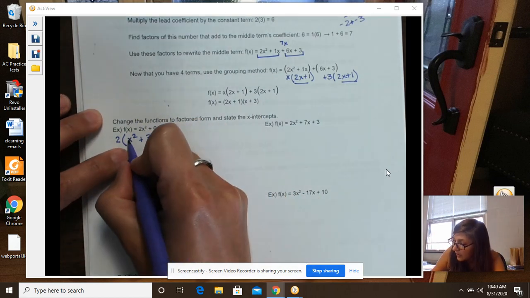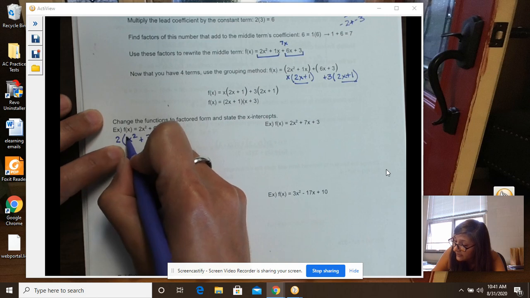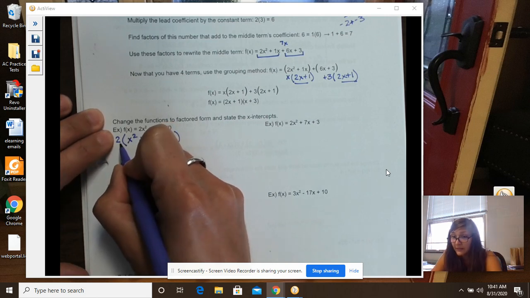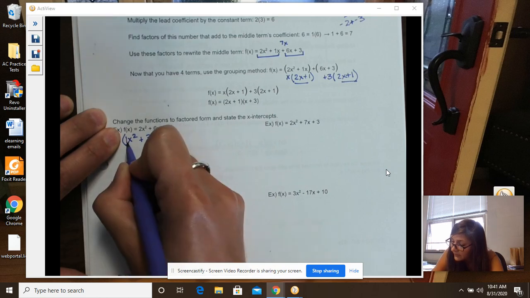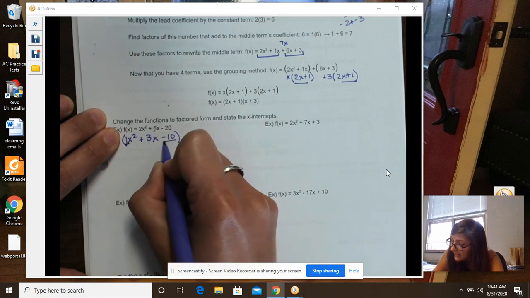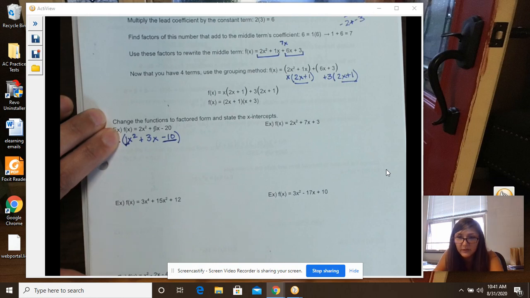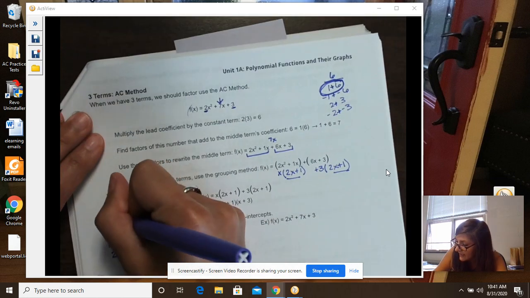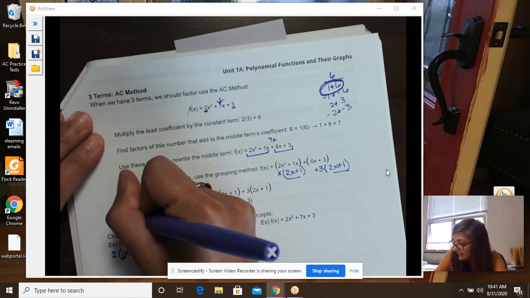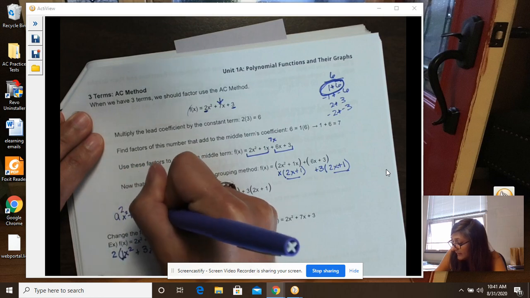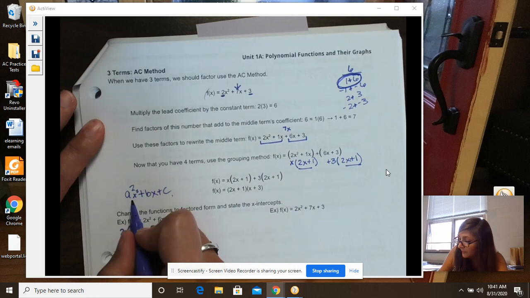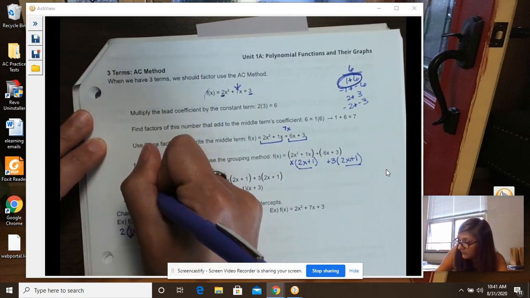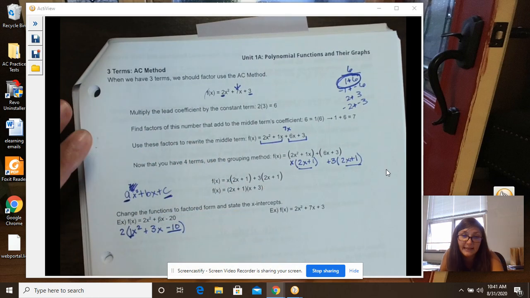So our A, or lead coefficient, remember it's not 2, we pulled that out as a GCF. If I don't see it, remember that it's 1. So here's our lead coefficient. And here's our constant term. It's called the AC method because if I were to write ax squared plus bx plus c, my standard trinomial form, we're identifying that a and that c, right? The lead coefficient and the constant term.